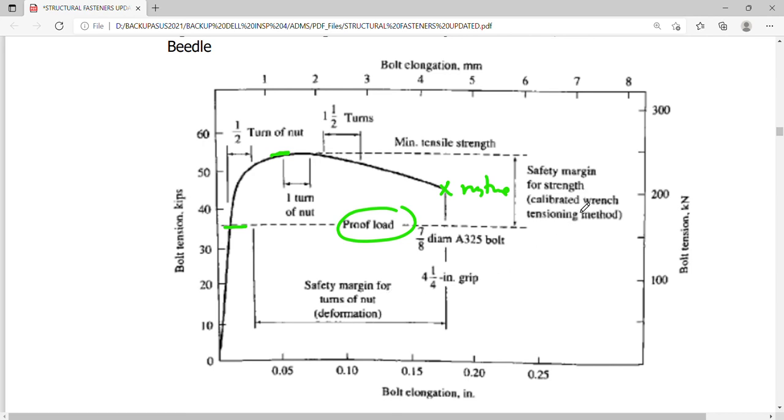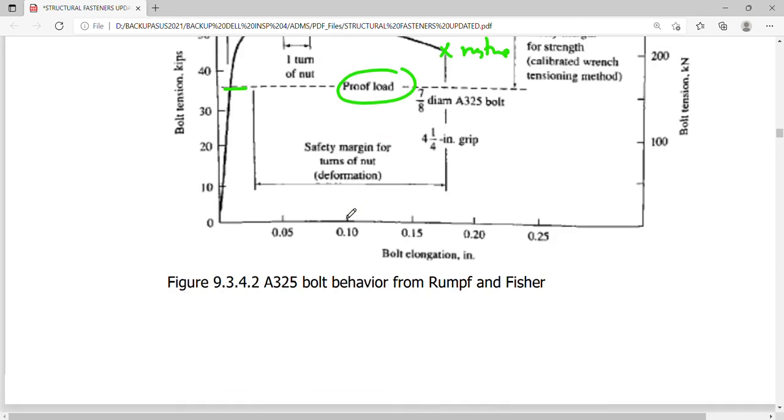Okay, if you are using a calibrated wrench tensioning method, of course, you can actually have a more reliable way of observing the data on how elongation and bolt tension are related, using the turn of the nut method.